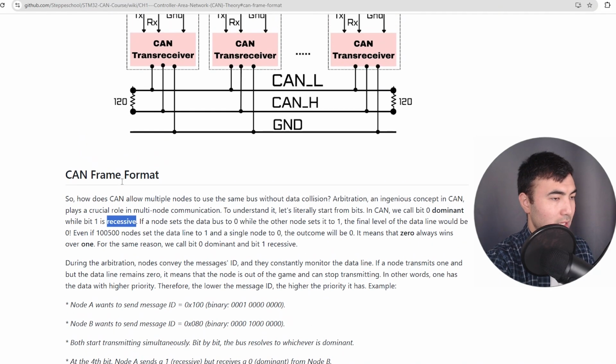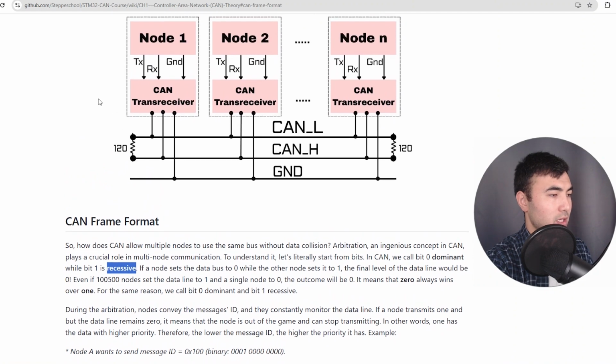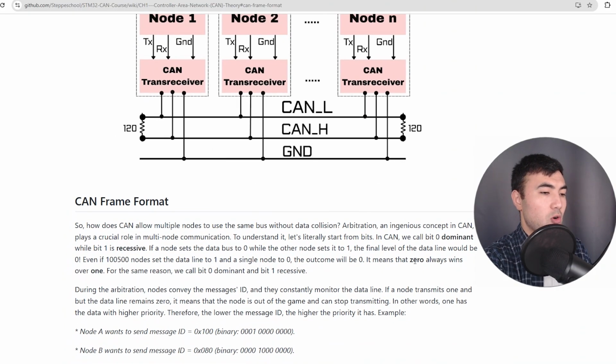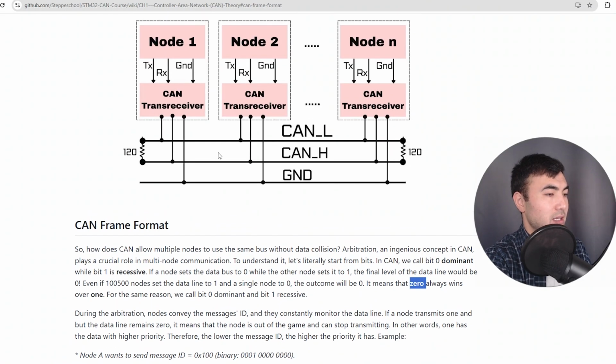The interesting thing is that if one of the nodes sets the data line to 0, no matter how many other nodes try to set the value 1, the final outcome will be 0. Meaning that 0 always wins over 1. For example, if node 1 sets the data line to 0, and, let's say, 1,000 other nodes set it to 1, the final state of the data line would be 0. So that's why 0 always wins over 1. That's really crucial to understand.